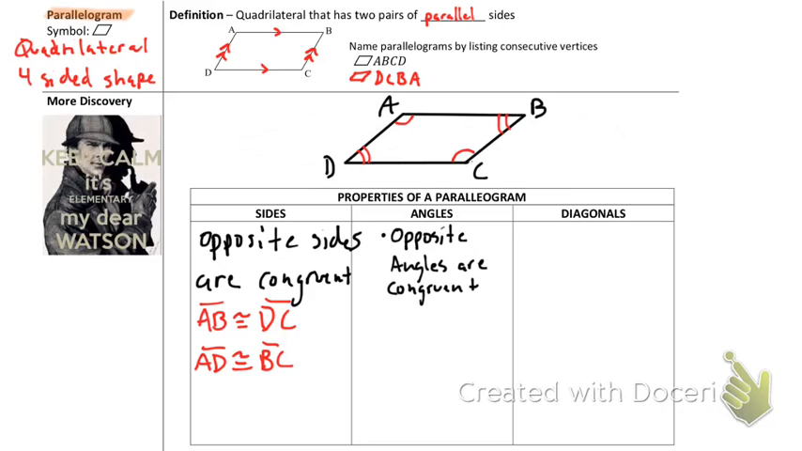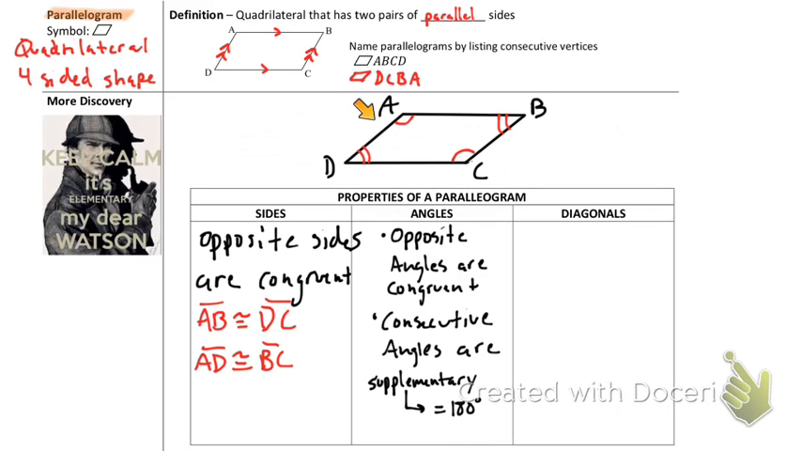The second property of angles is that consecutive angles, angles next to each other, are supplementary. Supplementary is just a fancy way of saying equal to 180. They have to add up to 180. In our diagram, that means angle A and angle D, these two angles added together, should equal 180.